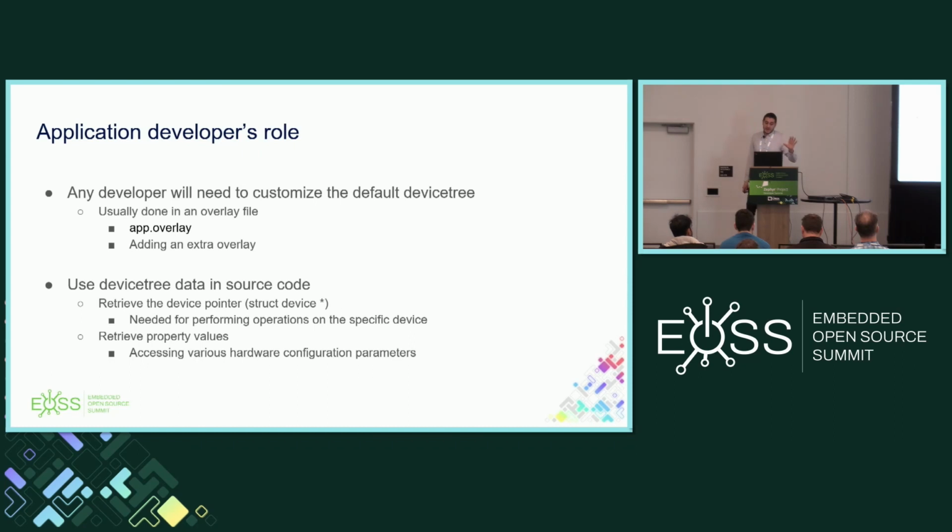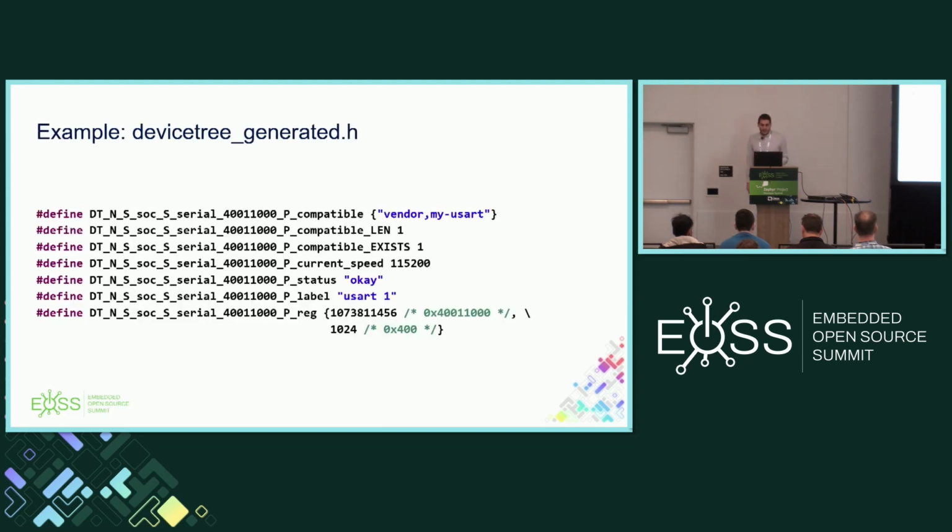As the application developer, usually we need to customize this device tree, and you do it in the app.overlay, or you might need to add some extra overlays. Everything is based on a structure called struct device pointer, and this is where you're going to do the operations. When the device tree is generated, everything is based on a header file, so it becomes a hashtag define, something like this.